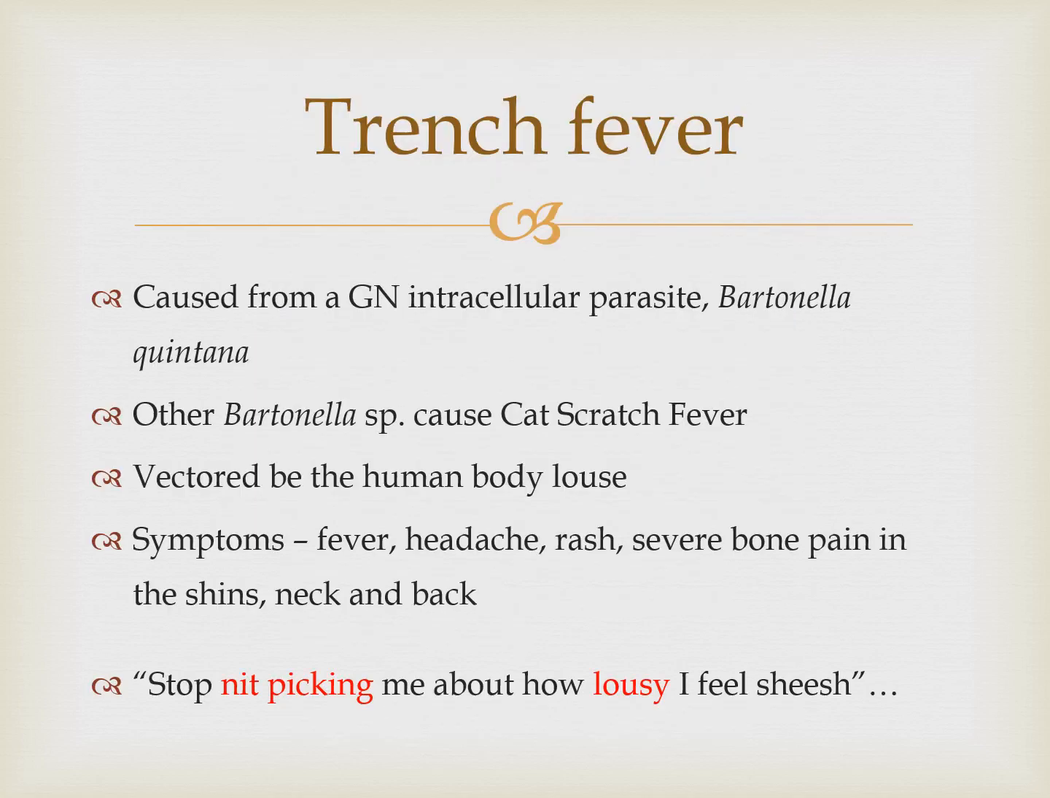Trench fever, cat scratch disease, and Carrion's disease are all carried by sandflies. Trench fever is caused by a gram-negative intracellular parasite known as Bartonella quintana. Other Bartonella species cause cat scratch fever. I almost sang that, cat scratch fever. It is vectored by the human body louse, and some symptoms of trench fever would be fever, headache, rash, severe bone pain in the shins, neck, and back.